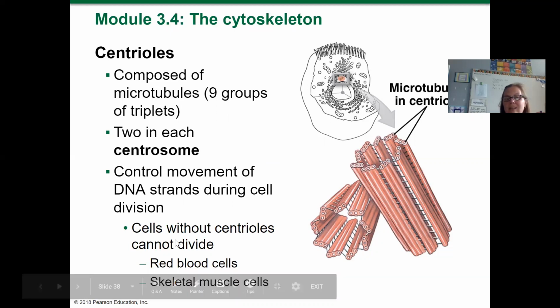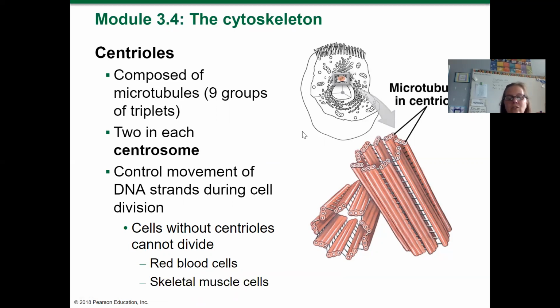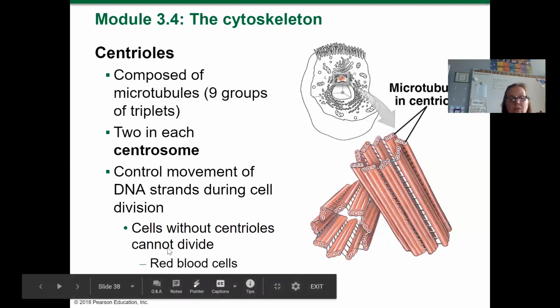Cells without centrioles cannot divide. For example, red blood cells. Red blood cells do not divide. Also, skeletal muscle cells do not divide. That doesn't mean to say they weren't made from cells. They were at one point dividing, but then they go through a life cycle and they hit a point where they don't have centrioles anymore, so they can't divide. Red blood cells also do not have a nucleus.